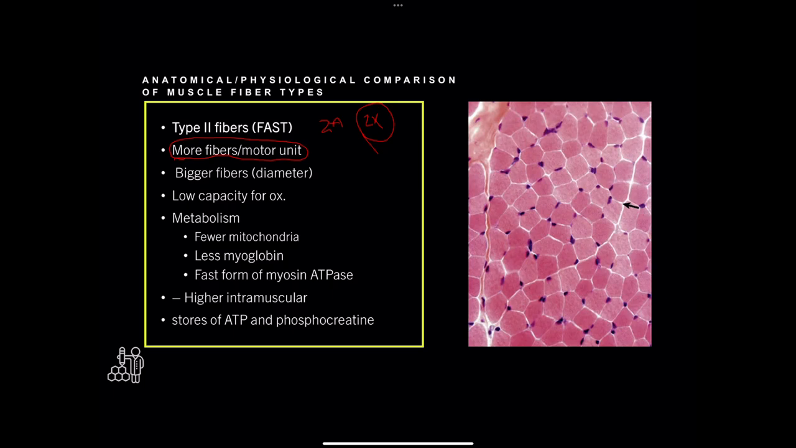So because it requires more tension, we have to recruit more muscle fibers. So we have greater recruitment, which means we activate more fibers during a contraction. They're bigger in diameter. I told you that already. These have a lower capacity for oxygen. And what I mean by that is the type 2A fibers have some mitochondria, okay? Not as much as type 1, so here's my mitochondria, but they have some. Type 2X fibers don't have many mitochondria at all because they don't use oxygen. Type 2A fibers can use oxygen, which means they're going to have some mitochondria.